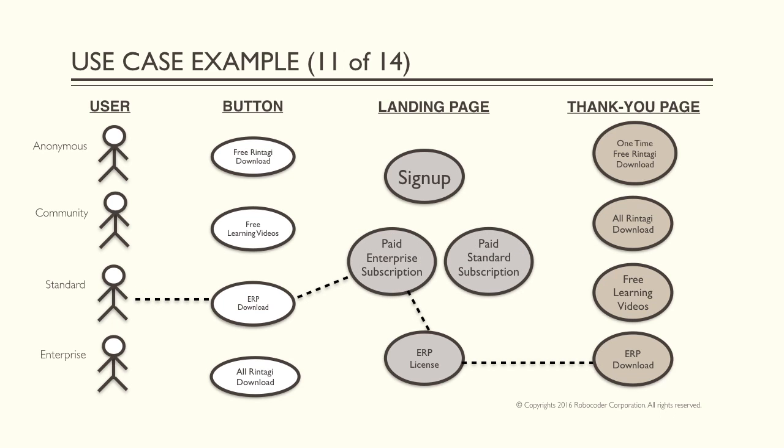If the standard user wants to download turnkey ERP source code, after successful payment to become an enterprise user for at least 1 year, another landing page shows up for the selection of individual ERP modules and additional payment. After that, a thank you page shows up for the download of the selected ERP modules.